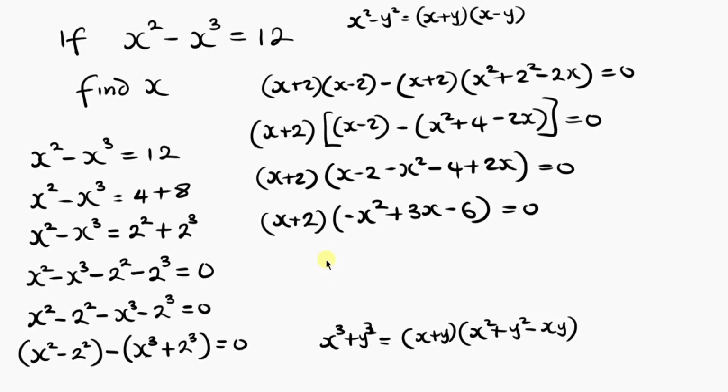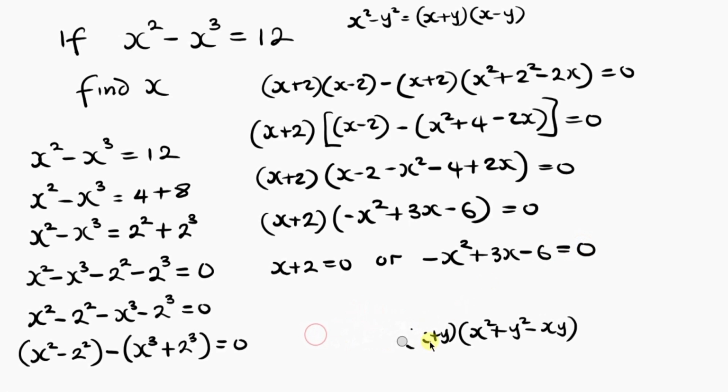Now we have two factors. We have this on this bracket and we have this on the other bracket. Now we have to get this one out. So s plus 2 is equal to 0, which is this one on this bracket is equal to 0, or this one we have here on the other bracket, which is negative s squared plus 3s minus 6 is equal to 0.